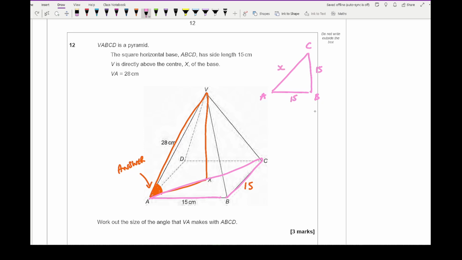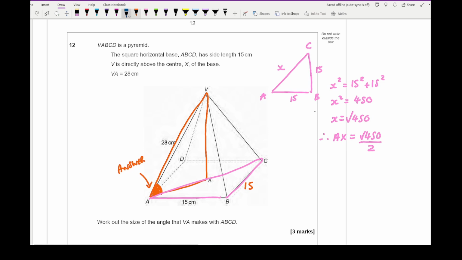So I can use Pythagoras to work out what x is. So x squared equals 15 squared plus 15 squared, which is going to give me 450. That's not square root just yet. So x equals the square root of 450. So therefore, A to X is going to equal root 450 divided by 2.